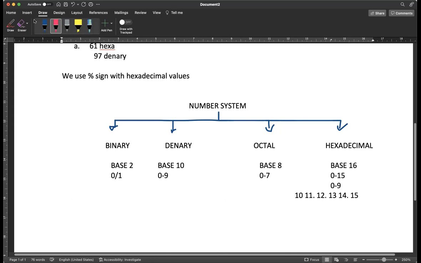Let me write it down for you. 10 becomes A, 11 becomes B, then C, then D, E, and F. So this is called our number system. Please write down this flowchart in your notebook. Okay.